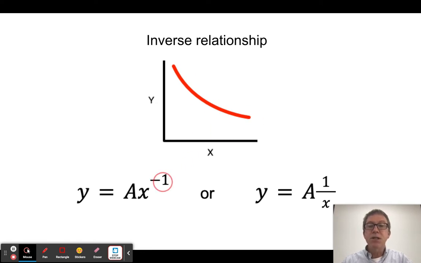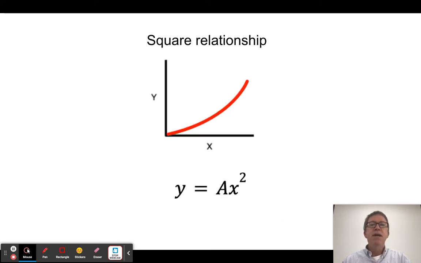But the exponent is still 1, negative 1 in this case, right? So really what that means is y is equal to some constant a times 1 over x. Or if you prefer, we could just say y equals a over x. Now, we can also have a squared relationship.